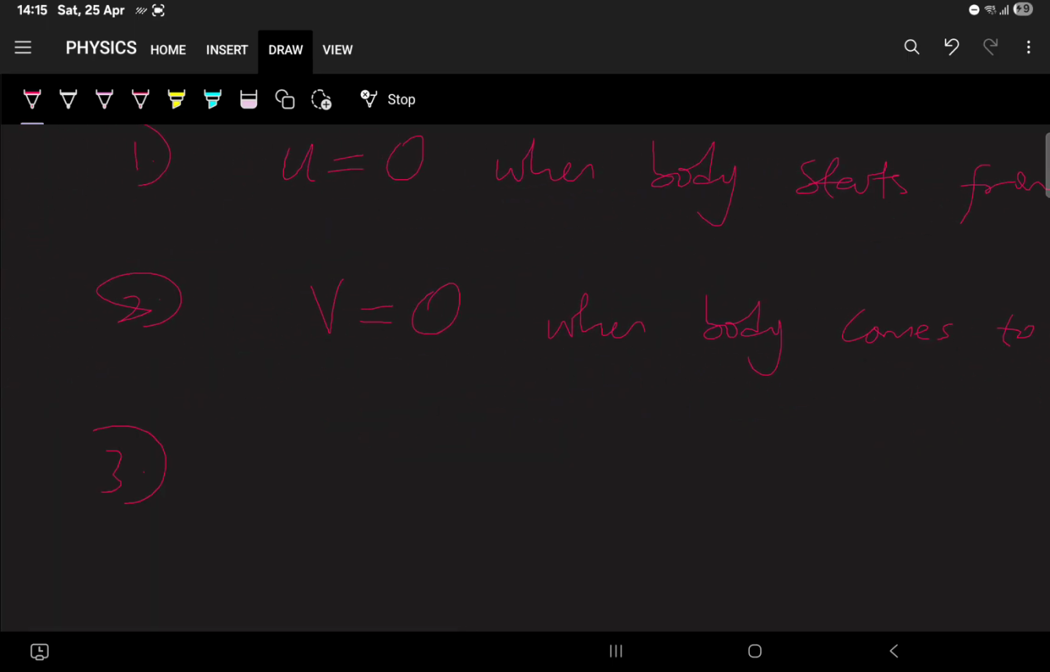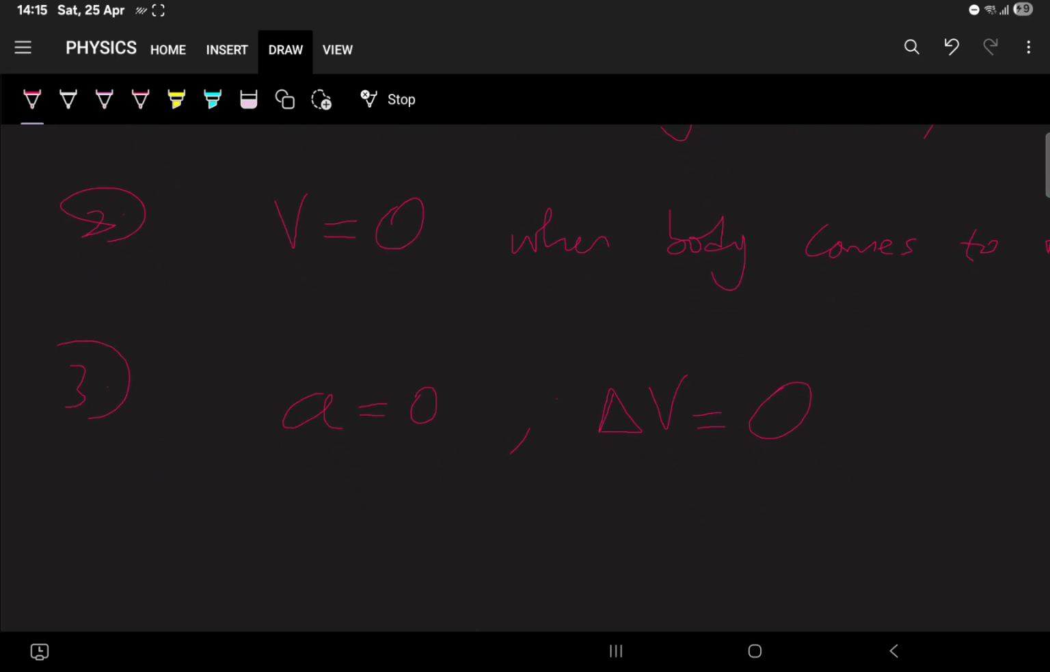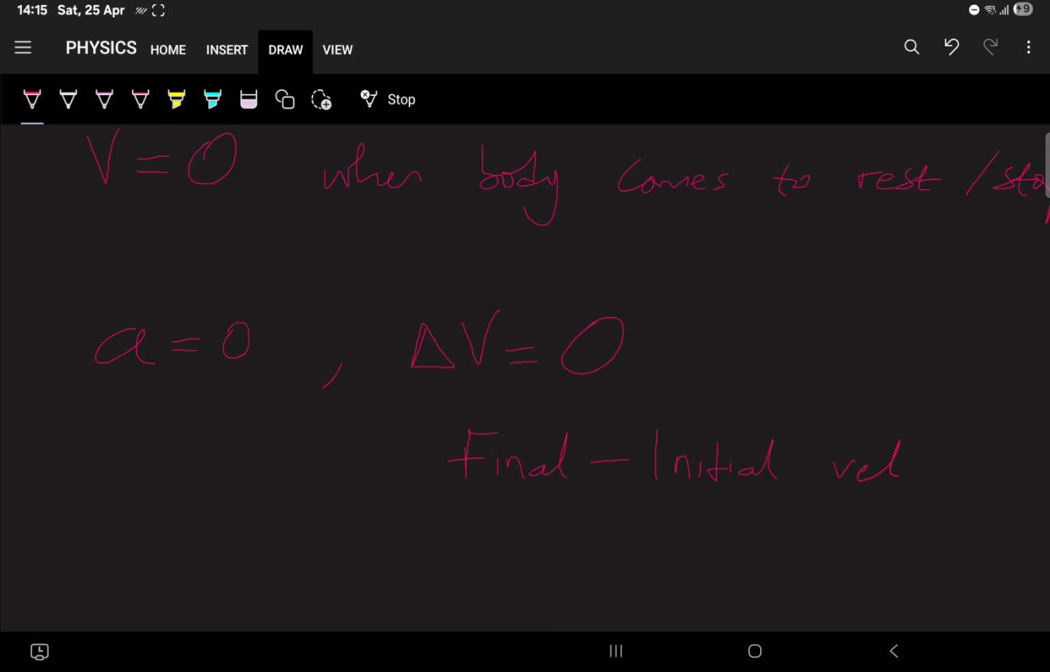Thirdly and lastly, if the body's velocity is constant or not changing, acceleration is 0. So a is 0 when change in velocity is 0. So if change in velocity is 0, it means velocity is constant and not changing, because remember, change in velocity is what? Final velocity minus initial velocity.